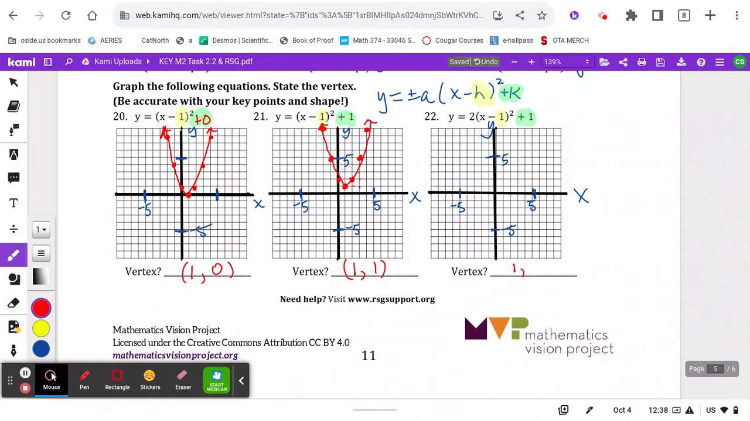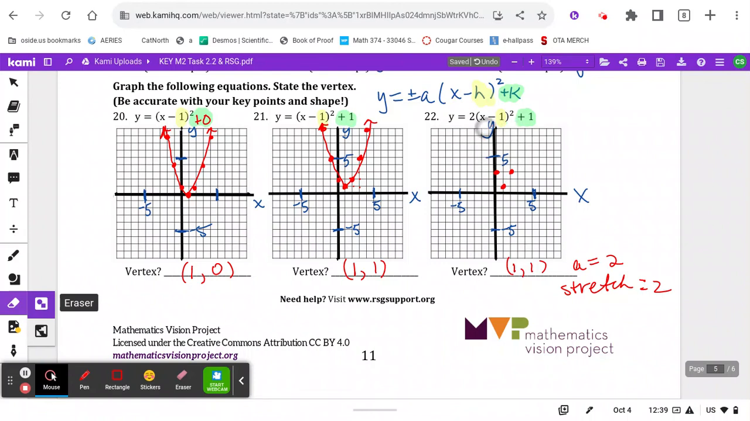Next, this one's at right 1, up 1, but it has a stretch or an a value of 2. So when the stretch is 2, it's going up 2 times as fast as the parent. So let's check this out. Go right 1, up 1. There's my vertex, my h, k. But then instead of going out 1, up 1, I'm going to go out 1, up 2. Out 1, up 2 on both sides. Actually, I think I can fit one more dot. Out 2, up 1, 2, 3, 4, 5, 6, 7, 8. Oh yeah, it's going to fit.